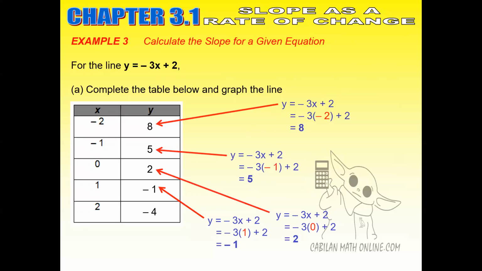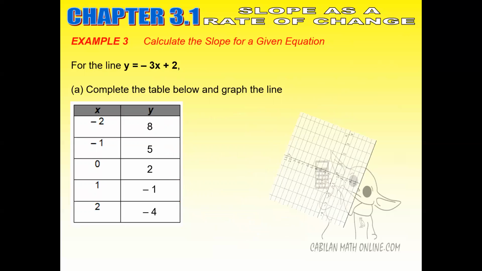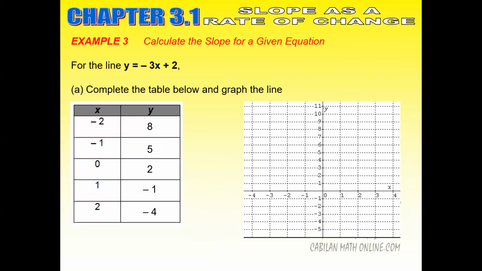In order for us to graph the line, if you take a look at your graph, we want to express each of these as a point. The first point is negative 2, 8. The way we graph that is we go left 2 and then up 8. Starting from the middle of the graph, 0, 0, we go left 2 and then up 8. The next one is negative 1, 5. From the center, you go left 1 and up 5.